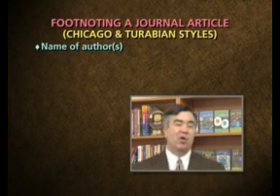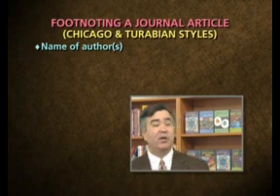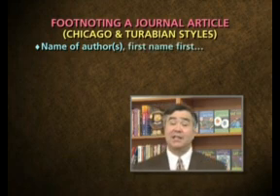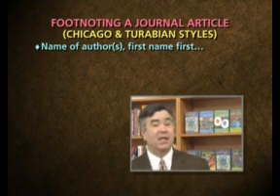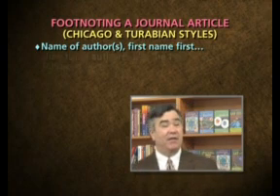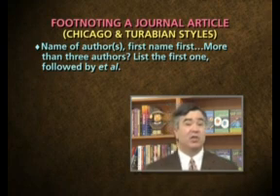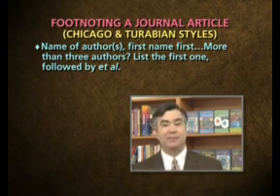Now, for an article in a journal, the organization of information in the footnote will be slightly different. Here's how this would be handled. First, the name of the author or authors of the article, following the same rules that I gave for a book footnote. In other words, list the authors in the same order in which they're listed in the actual publication. You use first name first, last name last, and if there are more than 3 authors, give only the name of the first author and use the abbreviation et al.